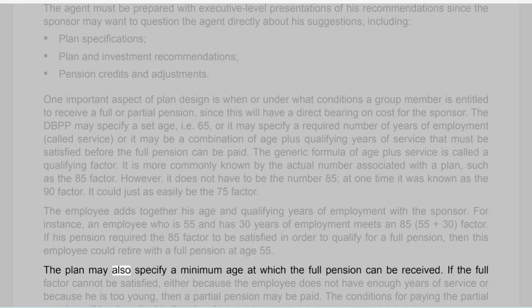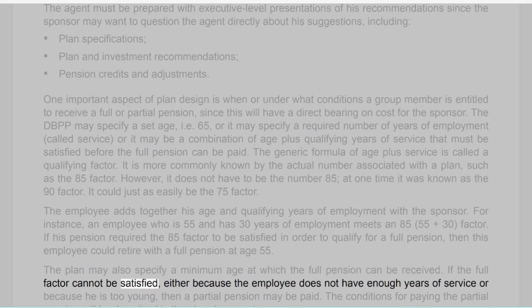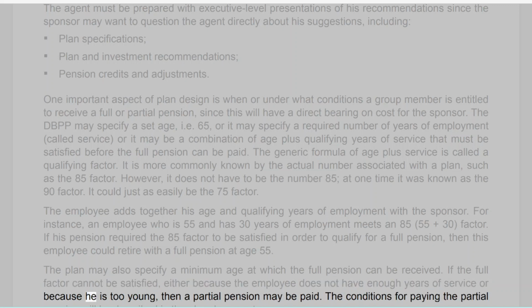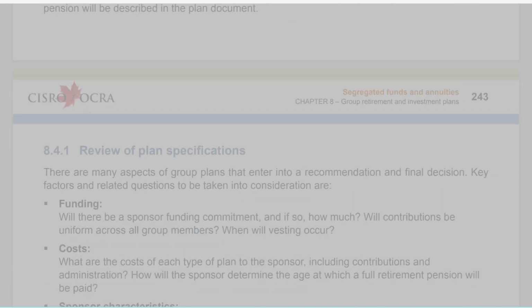The plan may also specify a minimum age at which the full pension can be received. If the full factor cannot be satisfied, either because the employee does not have enough years of service or because he is too young, then a partial pension may be paid. The conditions for paying the partial pension will be described in the plan document.